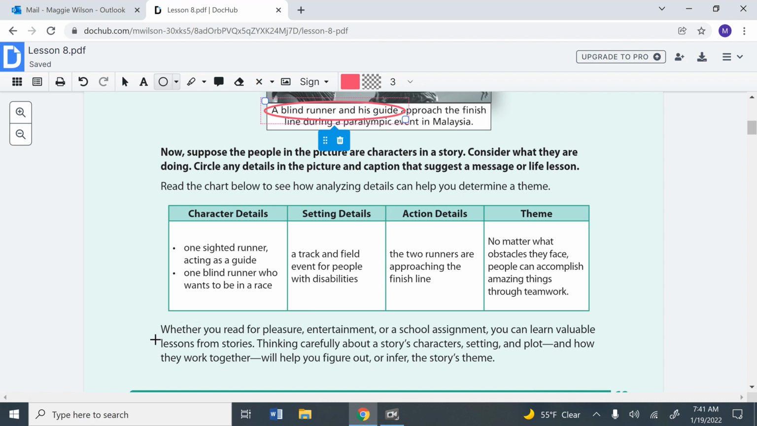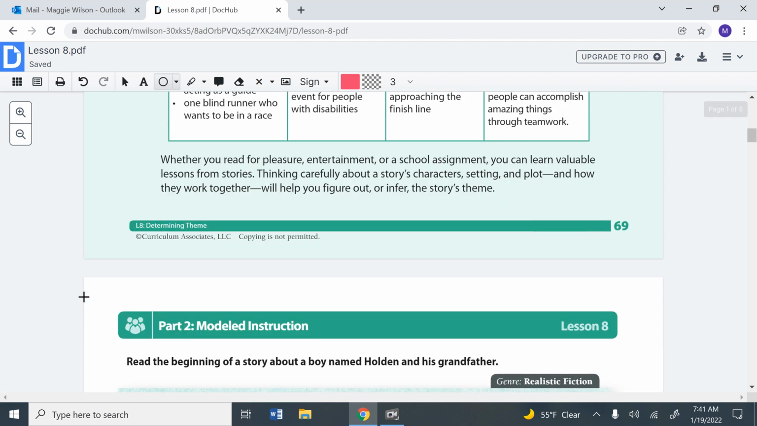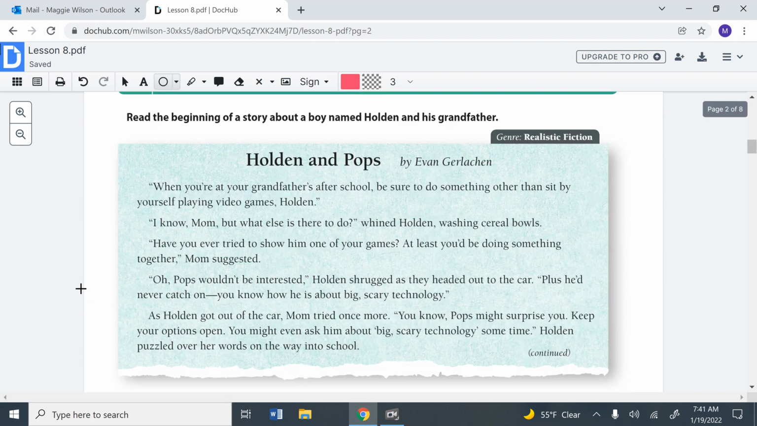So whether you read for pleasure, entertainment, or a school assignment, you can learn valuable lessons from stories. Thinking carefully about a story's characters, settings, and plot and how they work together will help you figure out or infer the story's theme. Let's move on to the next page.